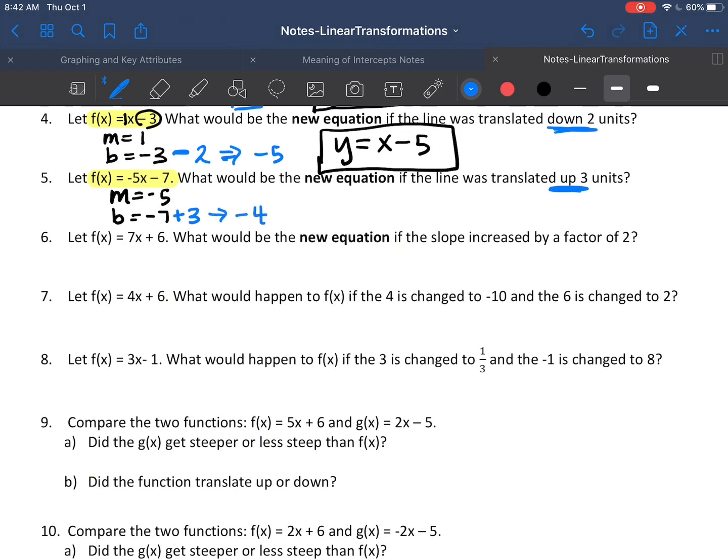If you take -7 and shift it up 3, it puts you at -4, less negative. And so our new equation would have the exact same slope of -5. Don't change that because we're not changing steepness. But now our y-intercept would be -4.